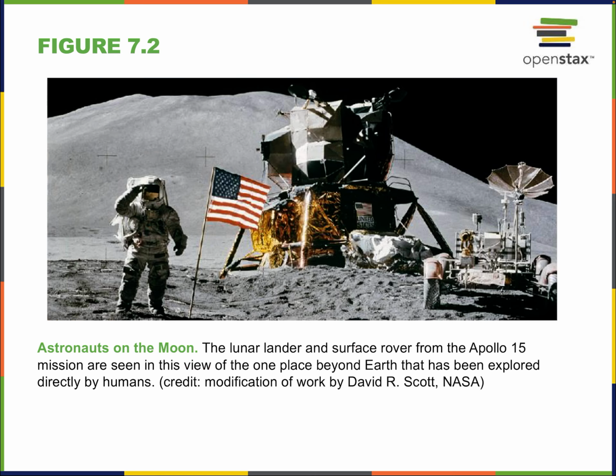Now, the place that we've sent humans other than Earth has only been the moon. Okay? That's the only place that humans have walked other than the planet Earth. The moon is about 350,000 kilometers from Earth. It's much closer than Mars. It's a much faster mission to get there, although we are hoping to send people to Mars as well.